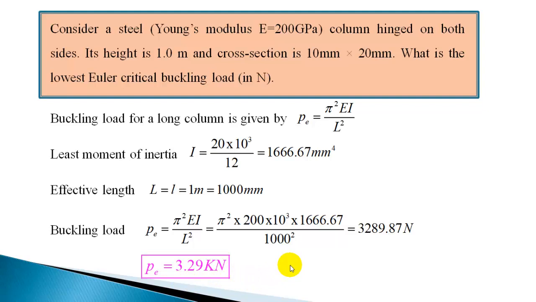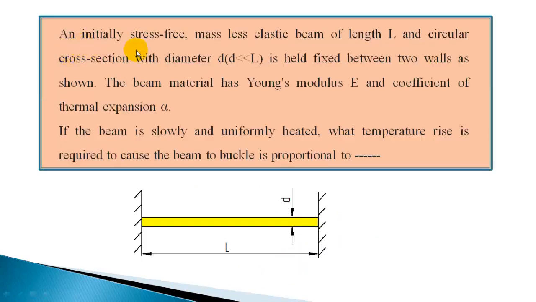Let us work out another problem. An initially stress-free, massless elastic beam of length L and circular cross-section with a diameter D, much less than L, is held fixed between two walls as shown. The beam material has Young's modulus E and coefficient of thermal expansion alpha. If the beam is slowly and uniformly heated, the temperature rise required to cause the beam to buckle is proportional to dash.